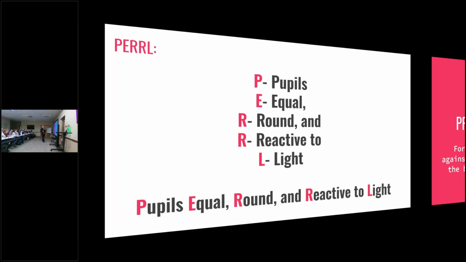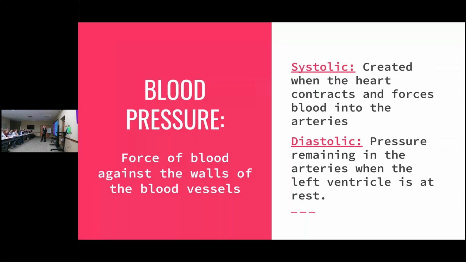Okay, next, blood pressure. What is blood pressure? Yeah, it's the force of blood against the walls of the blood vessels. That's perfect. What is the systolic number telling us? Yep, perfect. And then your diastolic is that lower number, and that's telling you the pressure that's remaining in the arteries when the left ventricle is at rest. So systolic is contracted, diastolic is that relaxation phase.